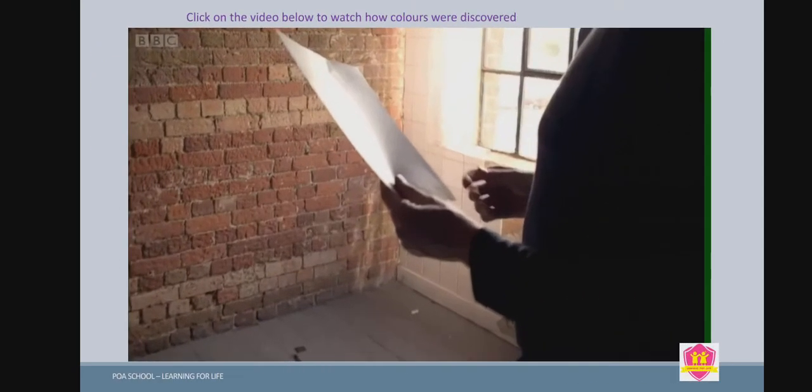Let's look at this scientist who also wanted to find out what Sir Isaac Newton did, if indeed his process was right or wrong. So let's observe his discovery.